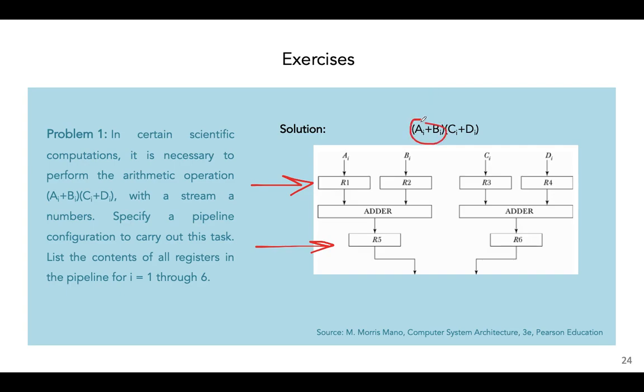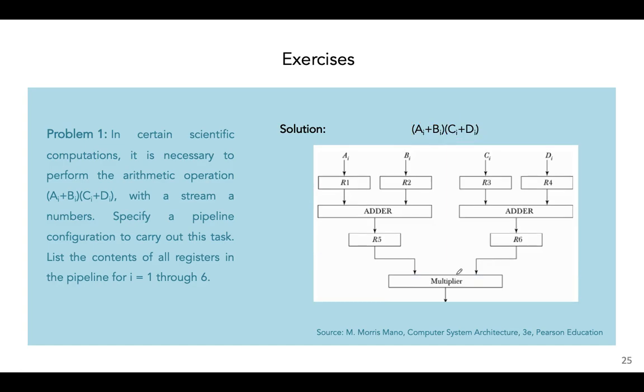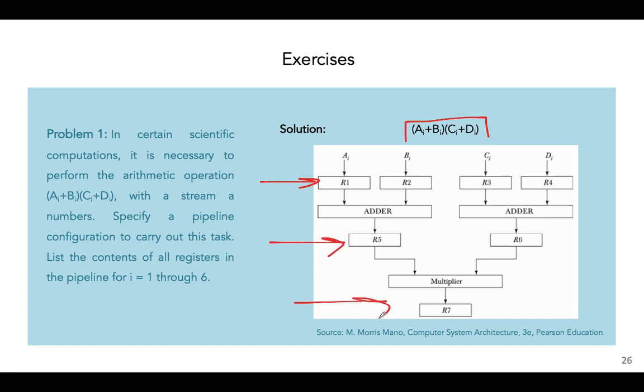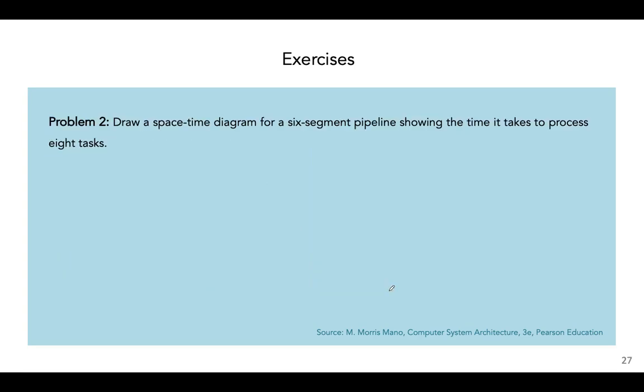Finally, these 2 sums need to be multiplied. So these 2 outputs from R5 and R6 need to be multiplied. You need to add a multiplier here. And again the result of this multiplier should go somewhere, so you put a register here. So you can see it's very simple to build a pipeline based on a given arithmetic operation, and the operation itself was not that complicated here. So this is segment 1, this is segment 2, this is segment 3, and these are the combinational circuits in between these segments.